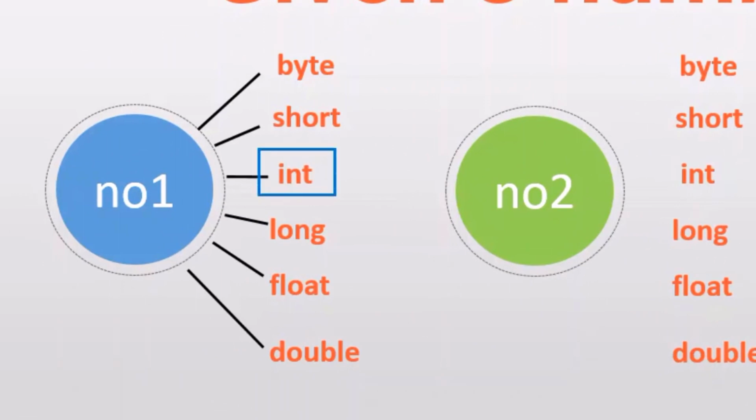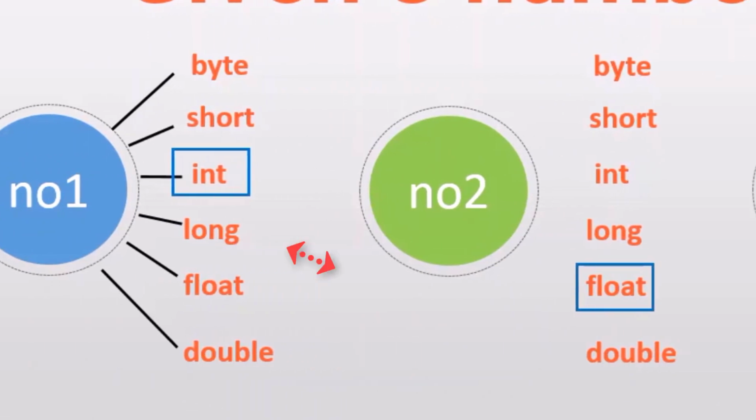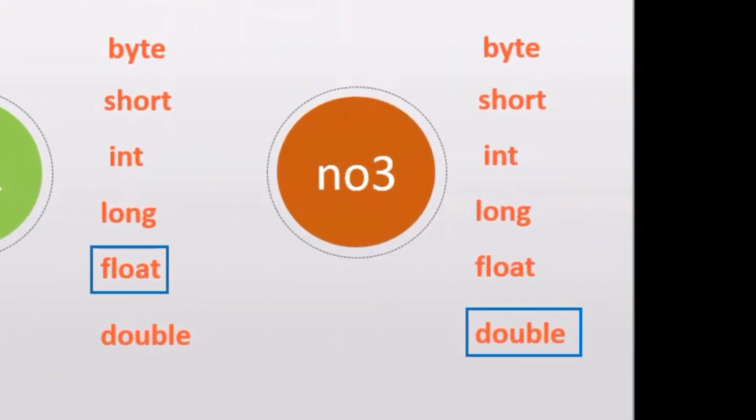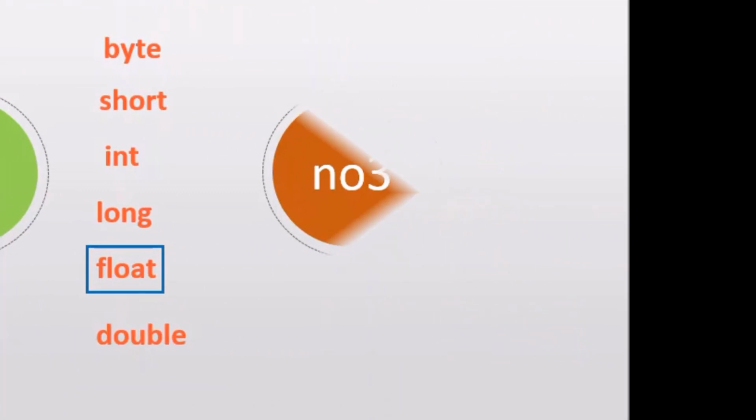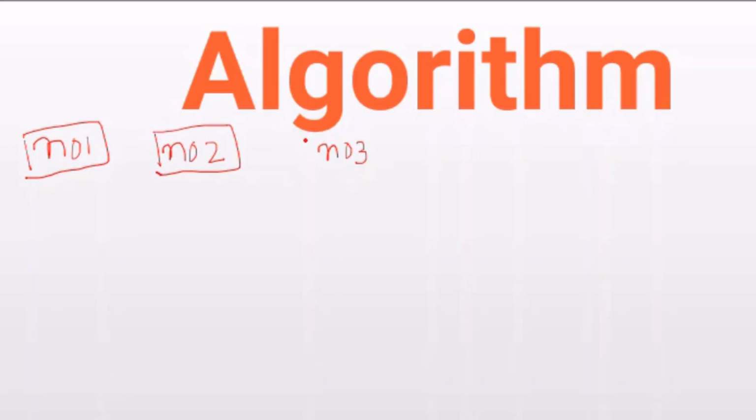But for the time being, I'm taking number 1 to be integer, number 2 to be float and number 3 to be double. Let us look at the algorithm. We'll understand that there are three numbers which you have taken, number 1, number 2, and number 3. As we understood, these are three different data types. This one I have taken as an integer, this one as a float, and this one as a double.